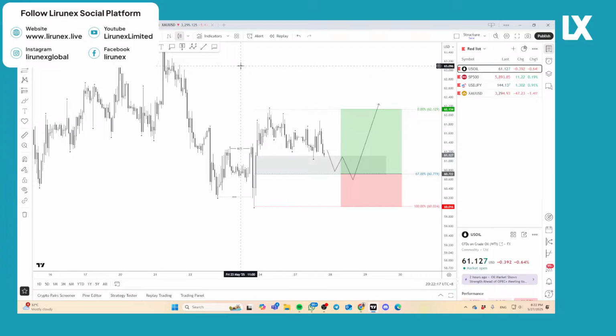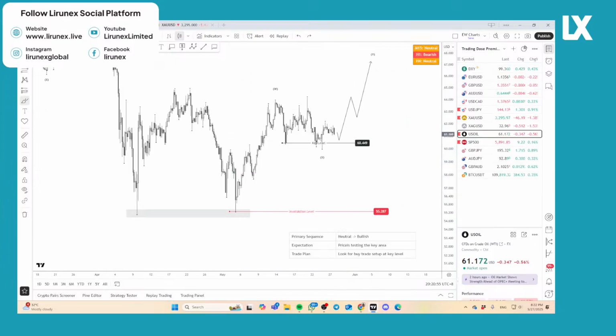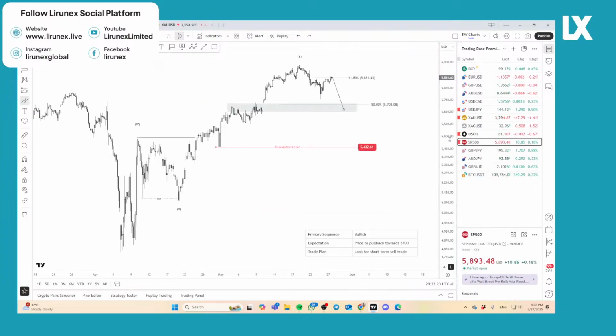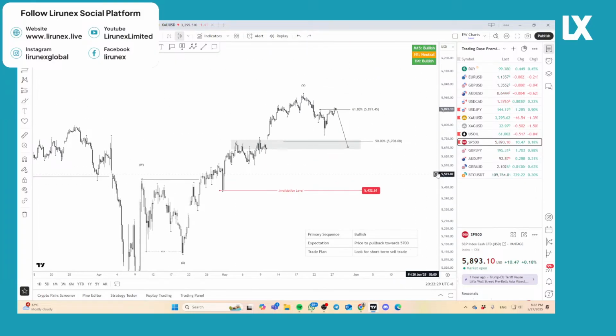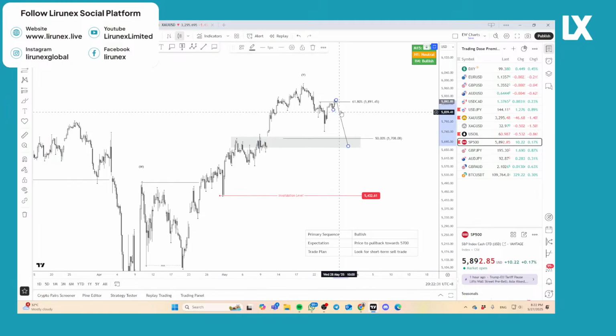Okay, so this is on crude oil, right? Another opportunity that you can keep watch. Then we have the S&P. The S&P is something that I'm not too into taking this trade, right? I'm just gonna be cautious on this.